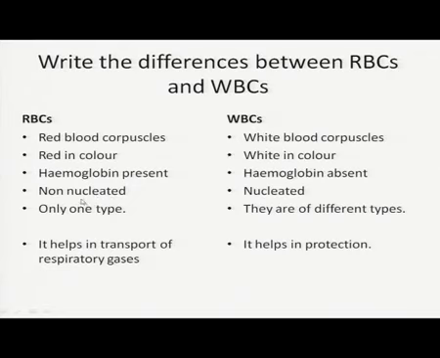Mature RBCs, mammalian RBCs, are non-nucleated, but WBCs are nucleated. RBCs are only one type, but WBCs are of two different types, granulocytes and agranulocytes. RBCs are mainly meant for transport of respiratory gases, whereas WBCs help in protecting the body from diseases.